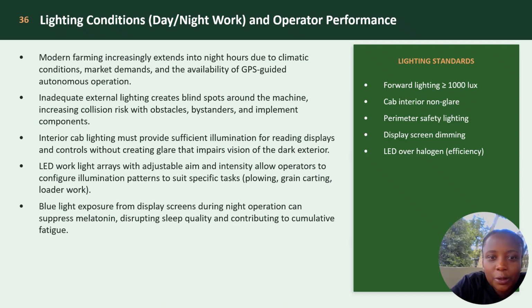Topic 36: night conditions, day-night work and operator performance. Modern farming operations extend into night hours due to climatic conditions, market demand, and availability of global positioning system guided automation operation. Lighting standard: forward light less than or equal to 1000 lux, cab interior non-glare, perimeter surface lighting, display screen dimming, red overlay, and efficiency.